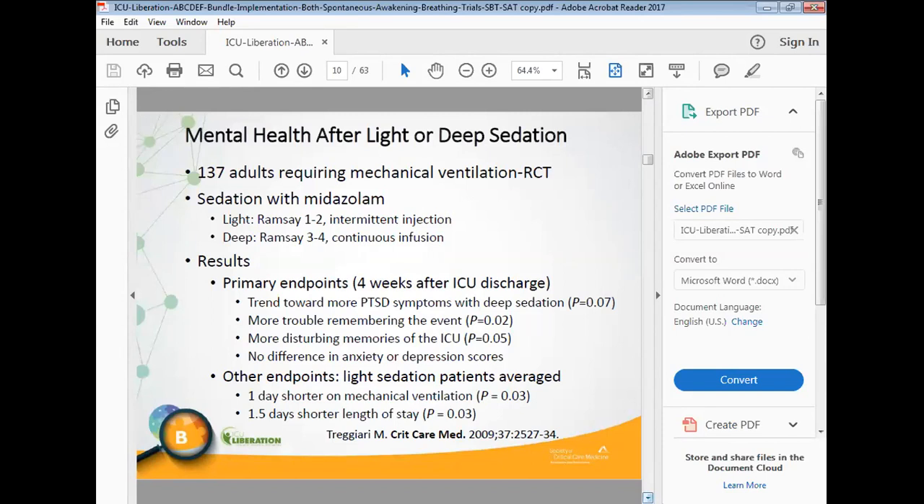And not only harmful in terms of death, but it's harmful psychologically. So this is a study that looked at the mental health of patients. And they found that the patients who are deeply sedated had more post-traumatic stress syndrome. They are more likely to have memory problems. They will have anxiety. They are more likely to have depression when they recover from ICU.